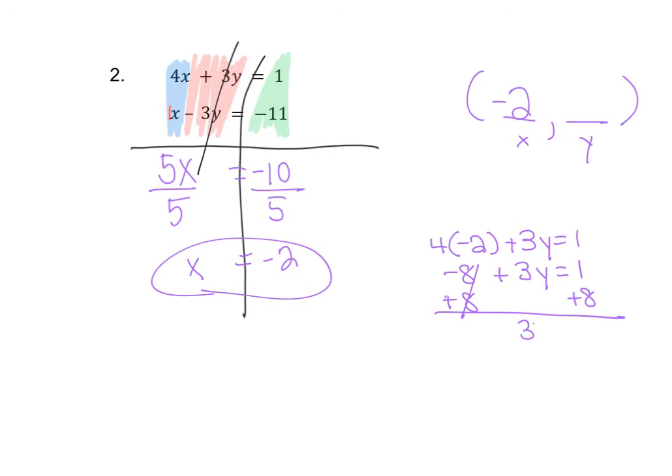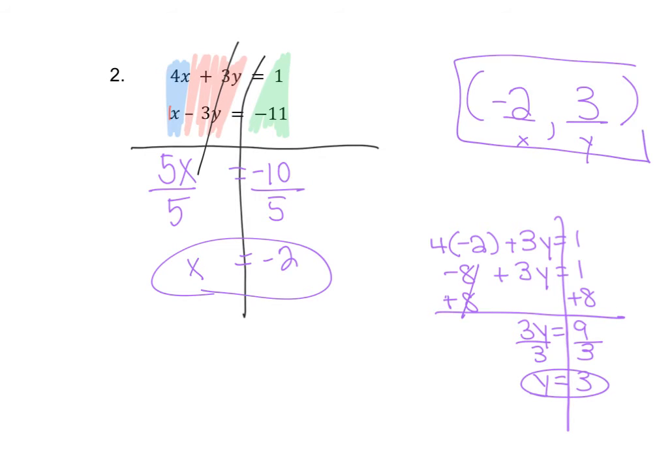That zeroes out. I get 3y equals 9. I divide both sides by 3, and I get y equals 3. There's my river that ran all the way down, and that goes in that second slot. So my answer is negative 2, 3.